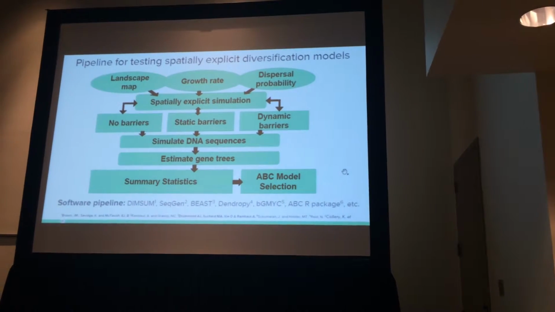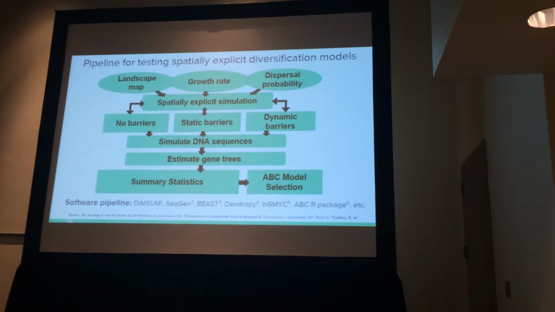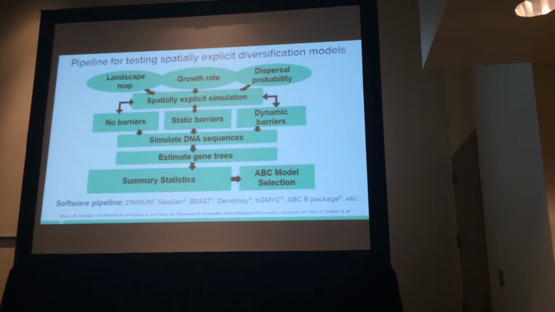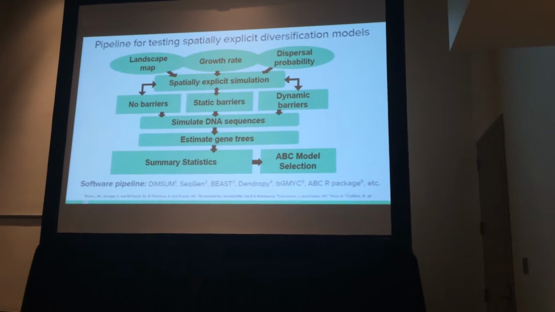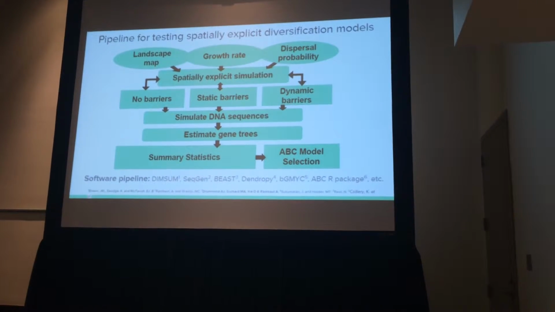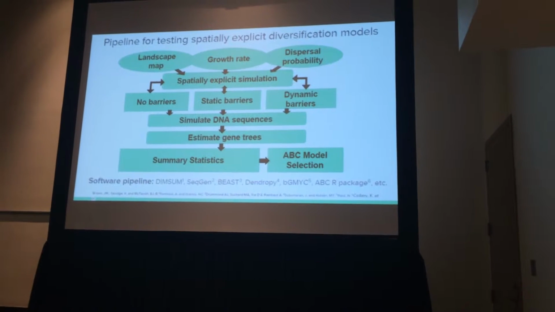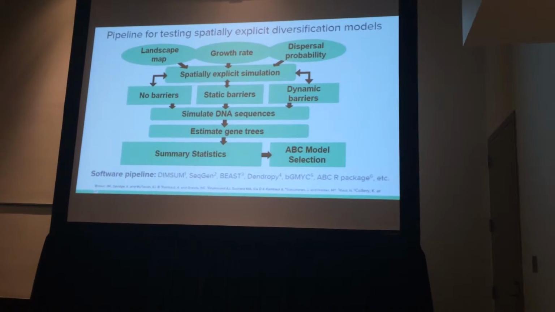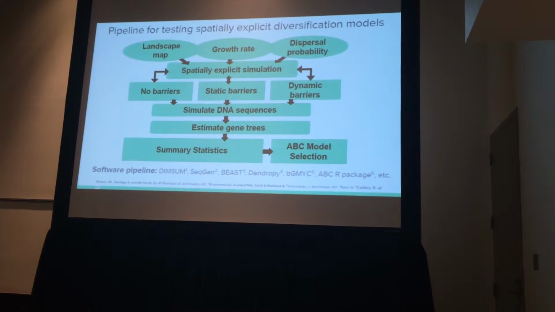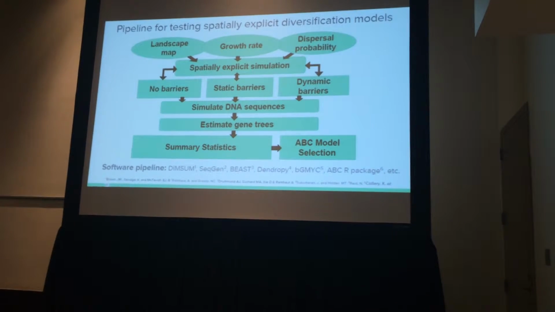One of the reasons spatially explicit tests of biogeographic models are uncommon is that it's very computationally intensive. So we've put together an automated pipeline bringing different software elements together to simulate across 3 spatial scenarios that represent different stochastic and deterministic diversification patterns. I'll go into the detail on these 3 spatial scenarios on the next slide.